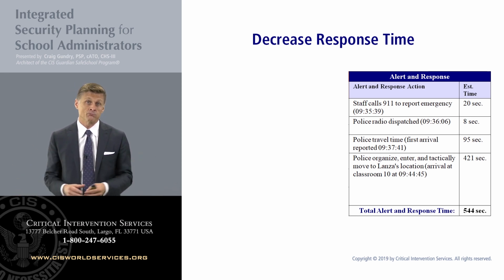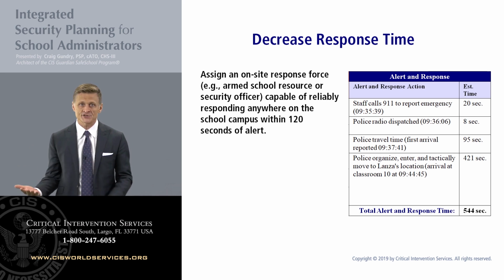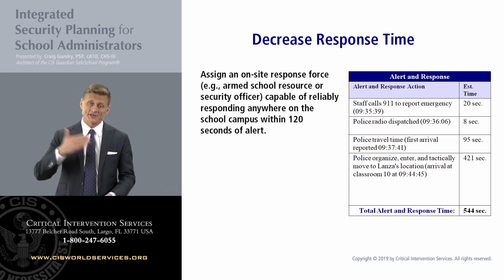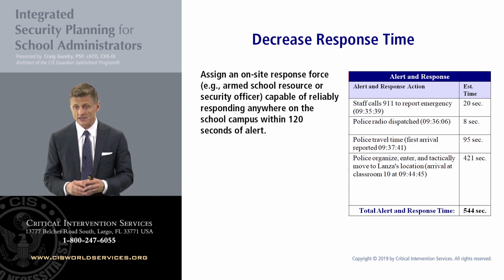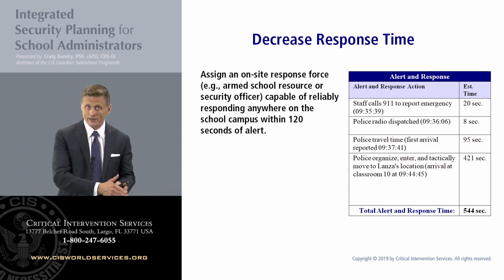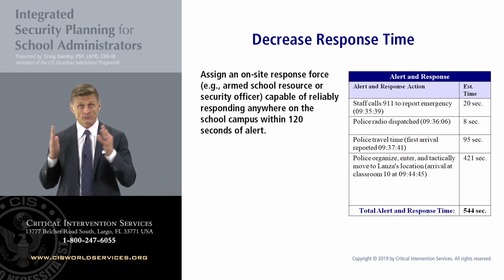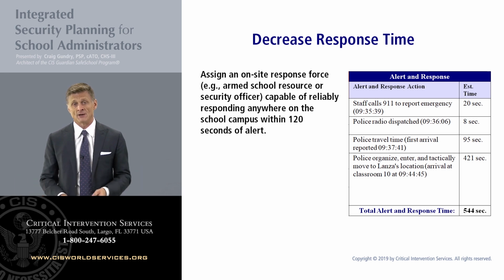So maybe probably one of the most beneficial measures would be to assign an on-site response force, basically an armed security resource, or perhaps an armed security officer, capable of reliably responding anywhere on that school campus within 120 seconds of alert. In fact, 120 seconds is the performance metric that I use when assigning school protection officers on campuses. When we assess the geography of that campus, looking at the size of the campus, looking at the volume of buildings, how many levels within buildings, and estimate the time from point A to point B, an officer should be capable of deploying anywhere on campus within 120 seconds. If not, then that requires 2 officers on that campus. And the campus is broken into zones to ensure a 120-second response time.